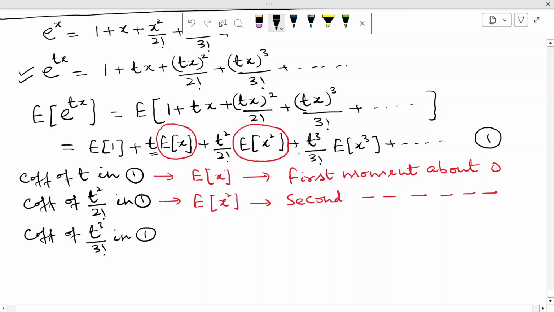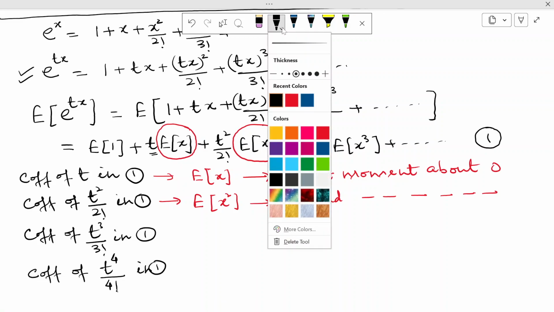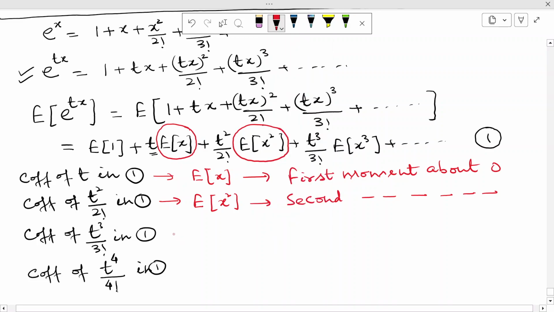So this is t cube over 3, and the coefficient is expectation of x cube, and continuing in this manner, we have the coefficient of t to the power 4 over 4 factorial in 1. So we can easily write this because the coefficient of t cube over factorial 3 is expectation of x cube, okay. So this is our expectation of x cube, which is our third moment.